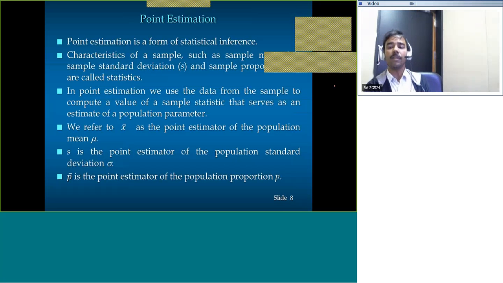For example, if you want to estimate the population mean, we use the sample mean as an estimator. If you want to estimate the population standard deviation, we use the sample standard deviation as an estimator. If you want to estimate the population proportion P, we use the sample proportion P bar as an estimator.